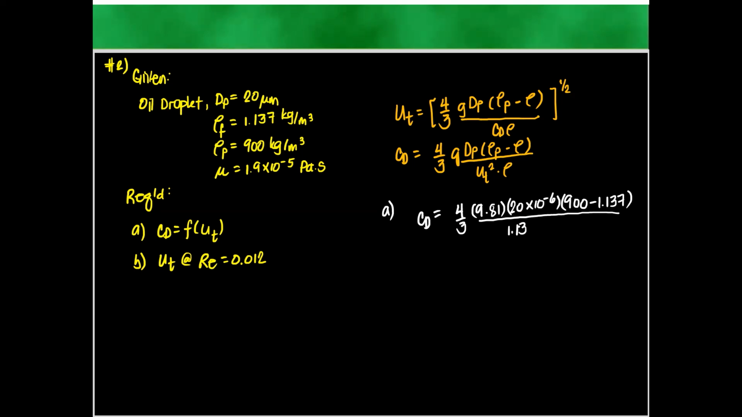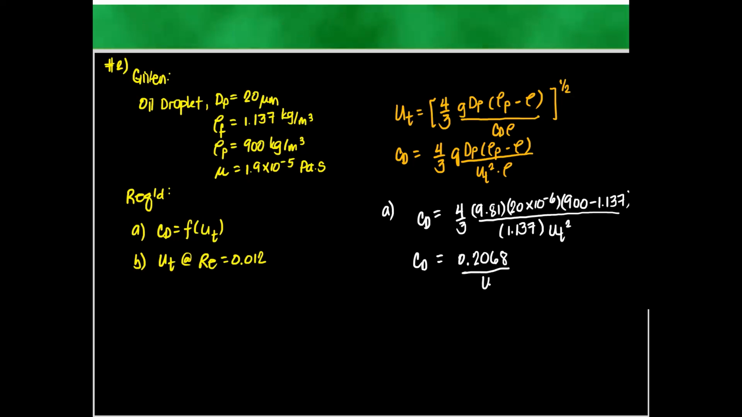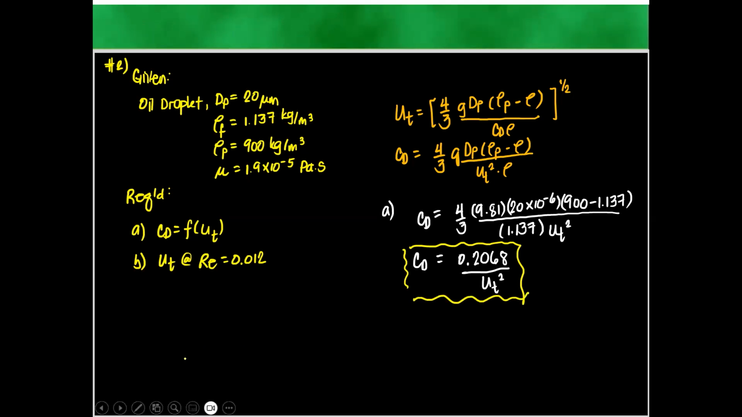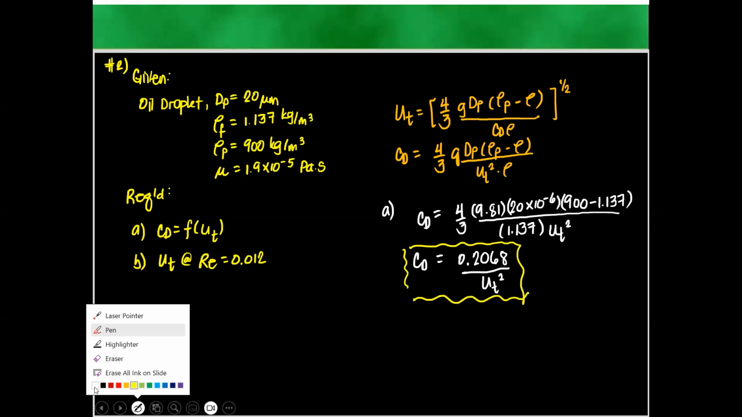It's 1.137. What will this be? What is CD? So here, what you will get is 0.2068 over UT squared. Therefore, we can say that this is the answer for letter A.